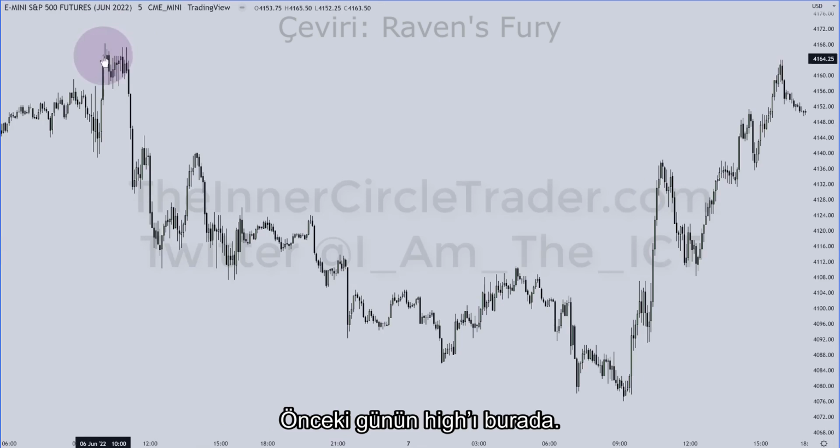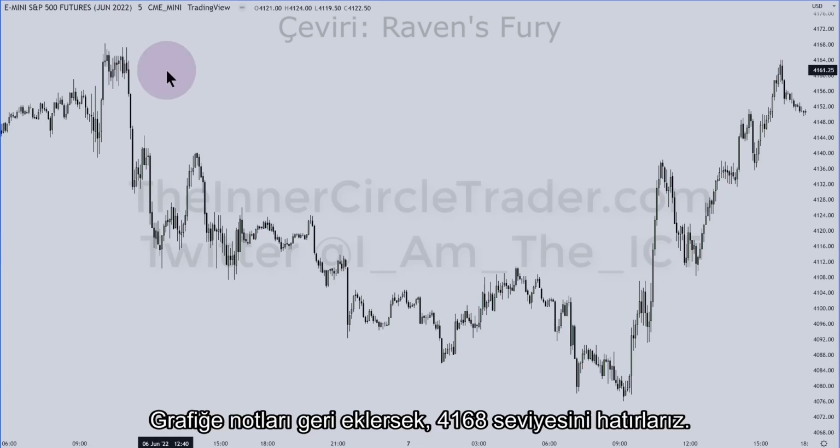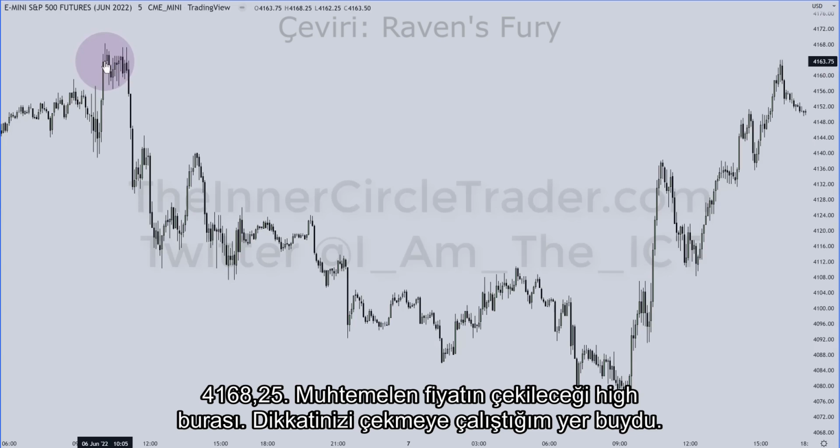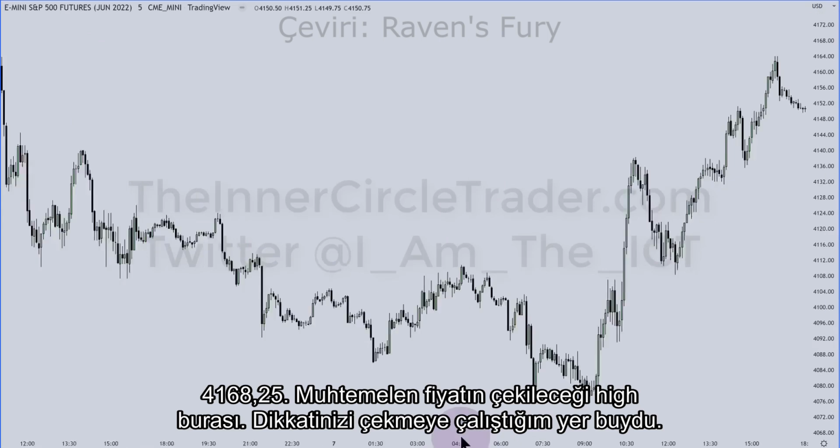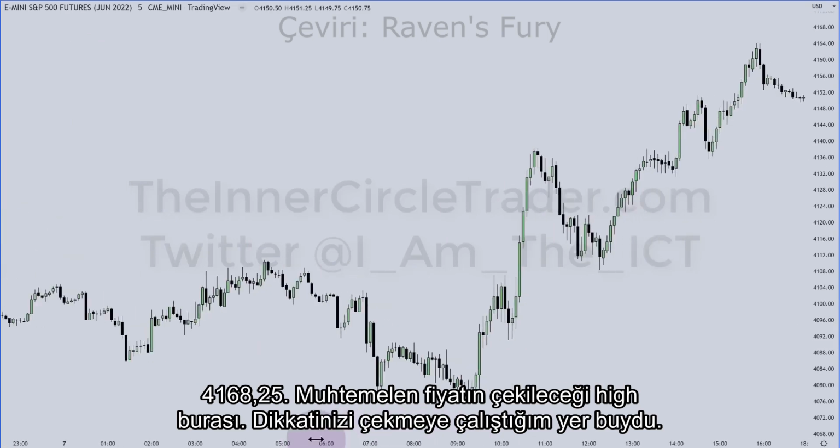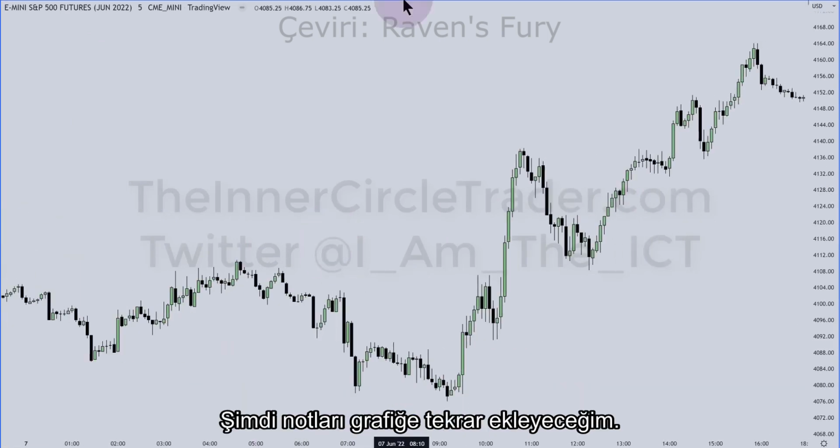is here. So if we add the annotations back to the chart, we'll remember that 41.68, and what price is that? 41.68 and a quarter. So that's our high that we're likely to draw to. That's how I was kind of drawing everyone's attention to. And I'll now add the annotations back.